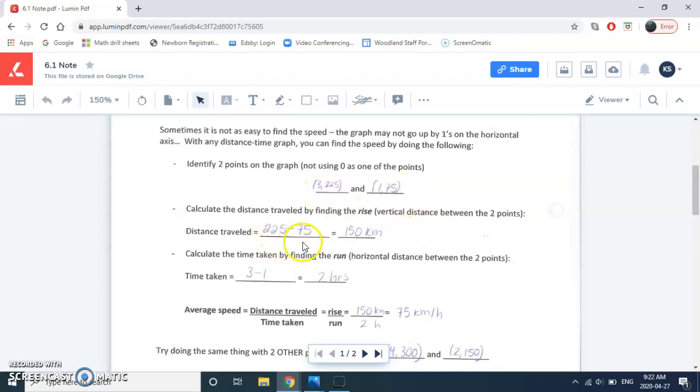So 225 minus 75 gives us 150 kilometers. So between those 2 times, we've traveled 150 kilometers. Next, we want to calculate the time by finding the run, which is the horizontal distance between 2 points. So again, this is our 3 hours and our 1 hour.